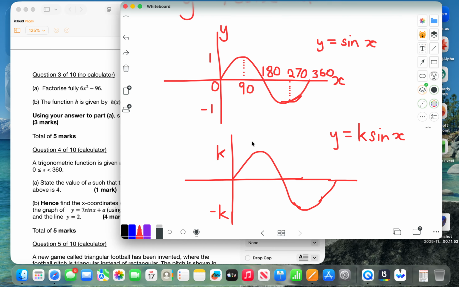And again, that's 90, 180, 270 and 360. So the values at which it cuts the x-axis do not change. It's still 0, 180 and 360. The only thing that changes are the maximum and the minimum values.